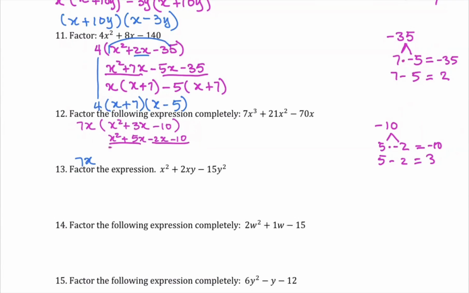GCF of the first group is x. So that's x times x plus 5. The second group, negative 2 out, x plus 5. And then completely, we can pull out the GCF, the x plus 5, and then what's left is x minus 2. So the final answer is 7x times x plus 5 times x minus 2.